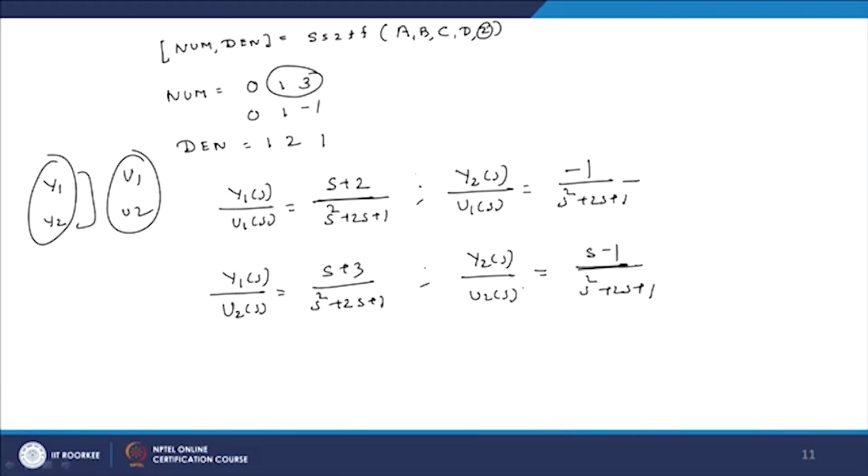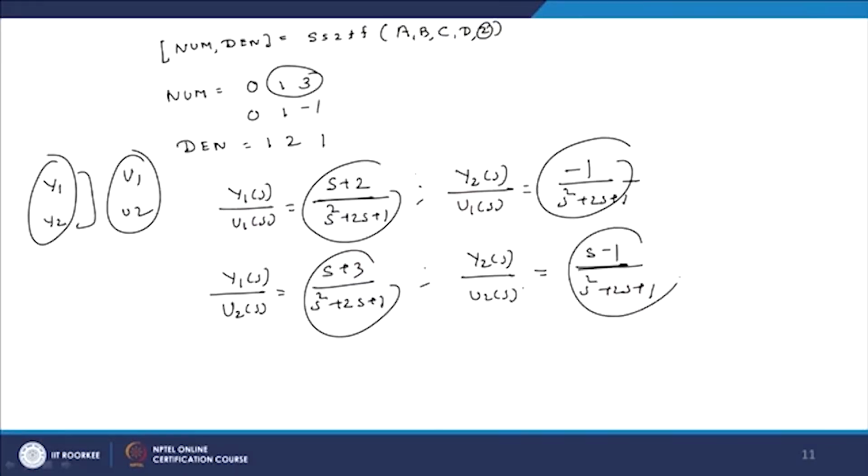So, these are the 4 transfer functions we can obtain by using MATLAB, and here we have to use the command TF. TF of numerator and denominator will give 4 transfer functions. So, it means that even though our state space model involves a multi input multi output system, we can easily determine the transfer function models.